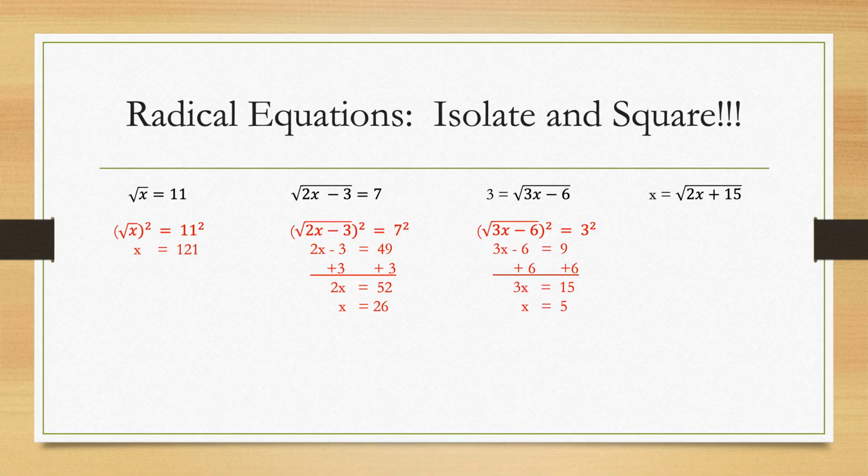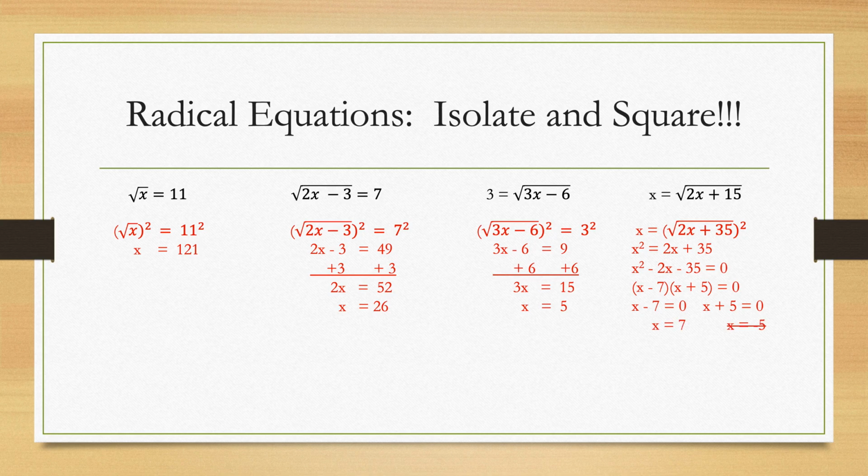Okay, next up, square both sides, and I get x squared equals 2x plus 35, I'm sorry. Get it all on one side, x squared minus 2x minus 35 is 0. Factor, maybe it's the guy on the left, maybe it's the guy on the right. I get x is 7.